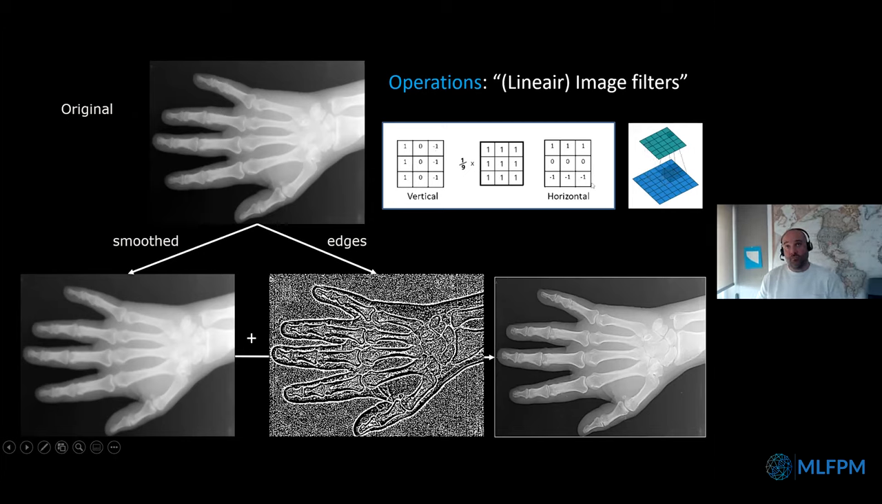If I apply multiple of these filters together, I can basically run an edge detection onto the image. And then you can also start playing around with the filtered results. You can add one, the smoothed, to the edge detector, and then you have something known as image sharpening. So the result here is a sharpened version of the original image. And this is the key of image filters.